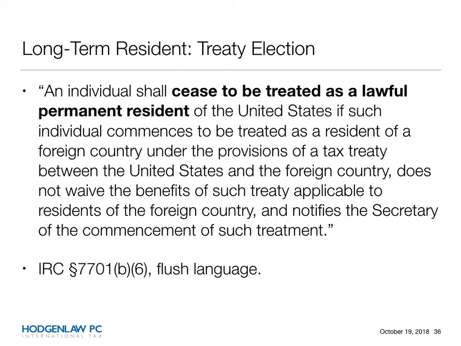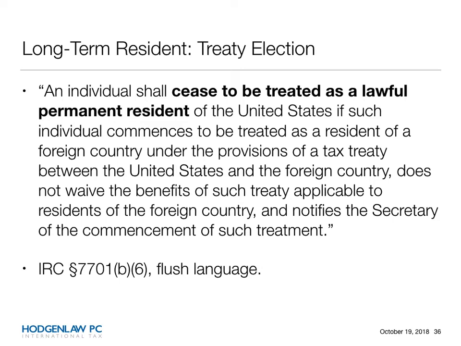And so if we go and look at 7701(b)(6), this is what it says. You are going to stop being a lawful permanent resident if you start being treated as a resident of a foreign country under the provisions of a tax treaty, you don't waive the benefits of that treaty, and you notify the Secretary, meaning the Secretary of the Treasury, meaning the IRS, of the commencement of such treatment. So commence to be treated as a resident of the foreign country.